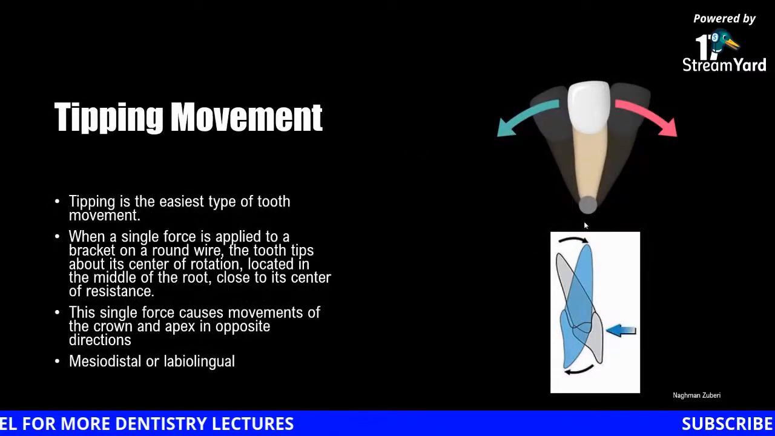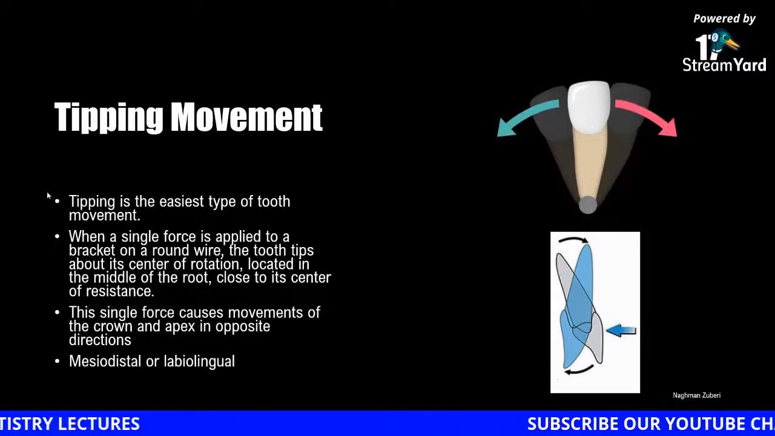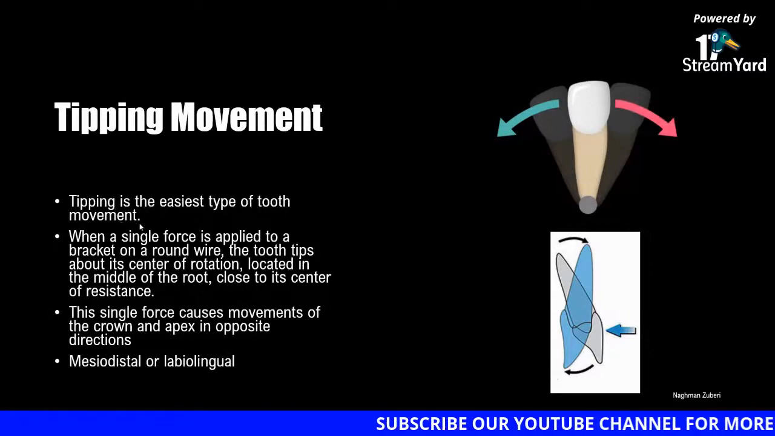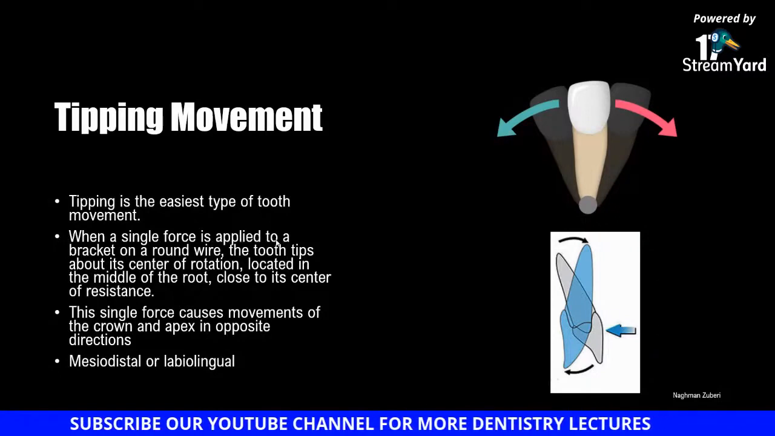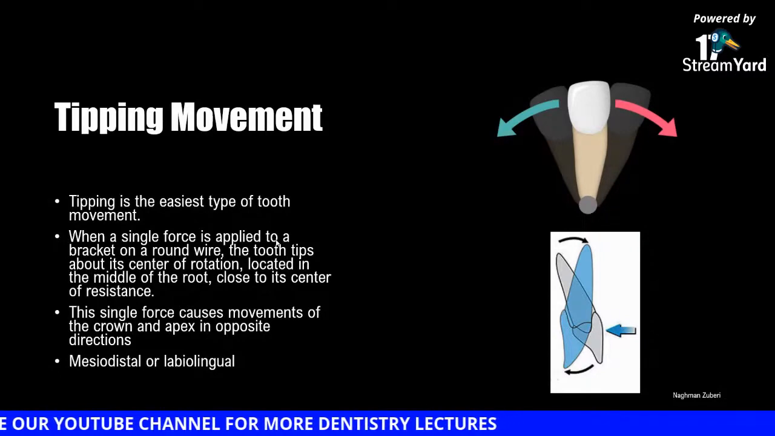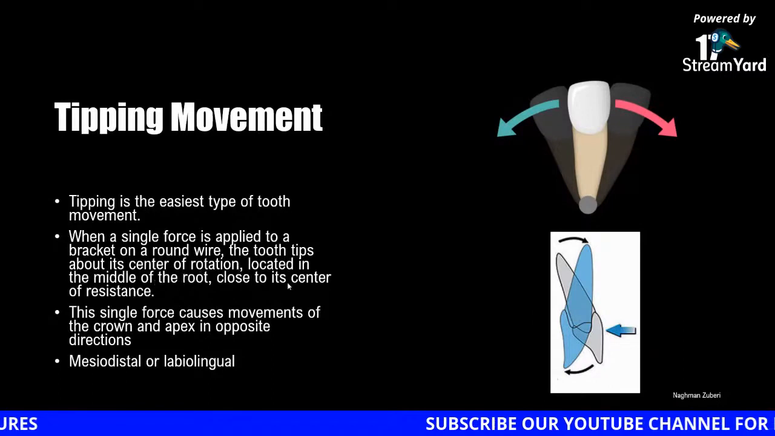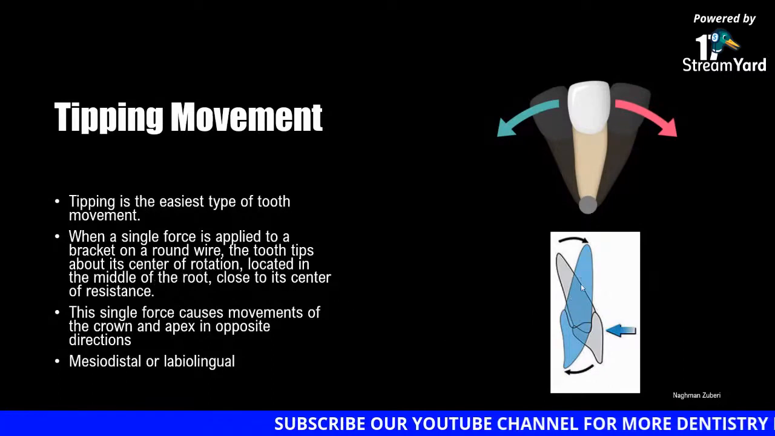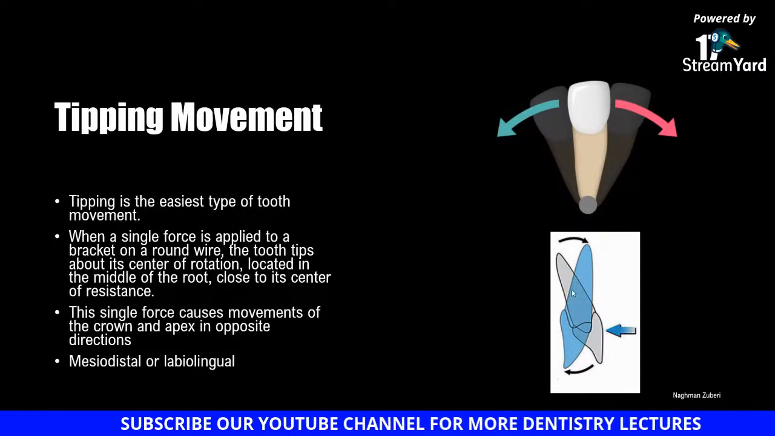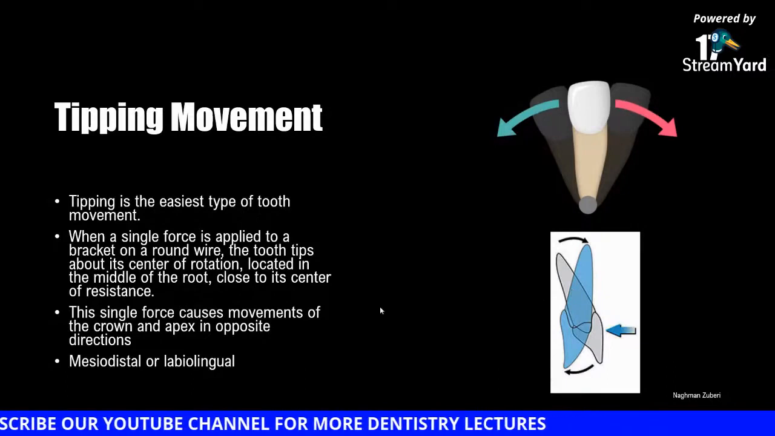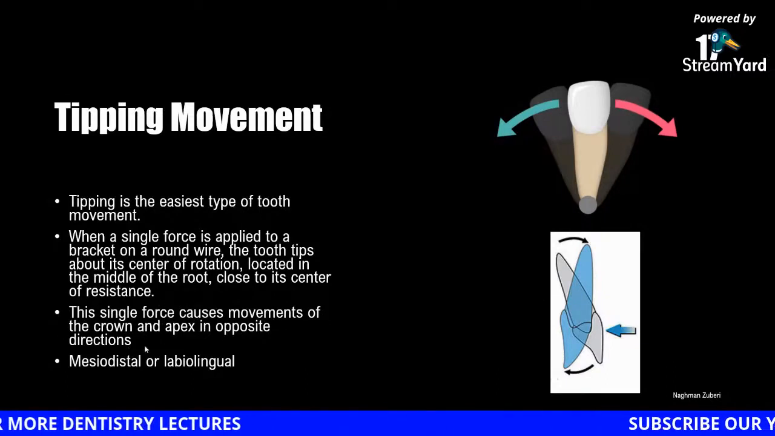I have already mentioned tipping. Tipping is the easiest type of tooth movement. When a single force is applied to a bracket on a round wire, the tooth tips about its center of rotation. I have already shown that to you. The center of rotation is located almost at the center of resistance. This single force causes movement of the crown and apex in opposite directions.